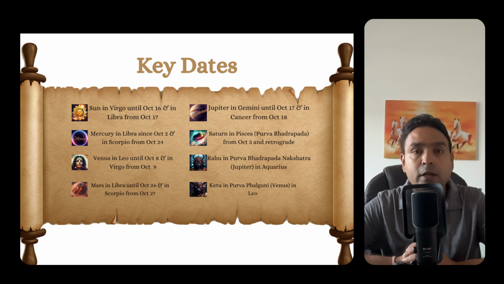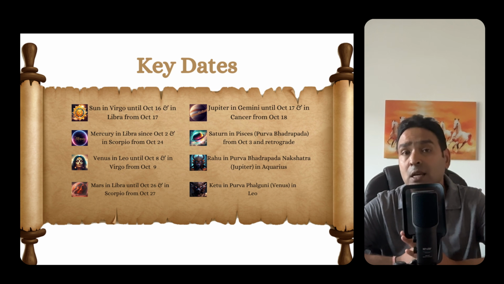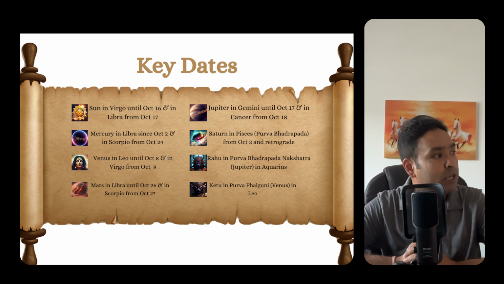Then you have Jupiter in the sign of Gemini until October 17th. And then comes the big change where Jupiter moves into its sign of exaltation from October 18th onwards. So you see, Sun is coming into its debilitation, Venus is coming into its debilitation, Mars, on the other hand, is coming to its own sign whilst Jupiter is coming into exaltation.